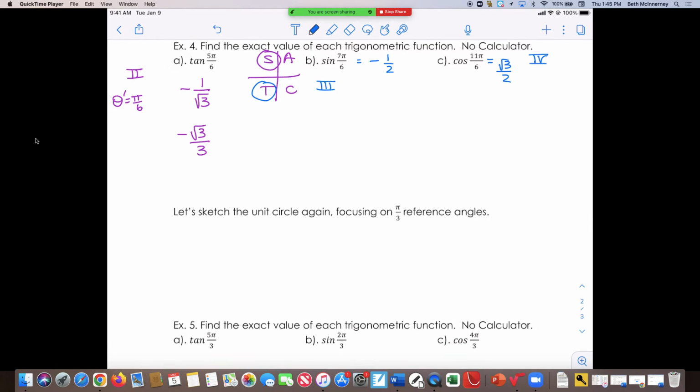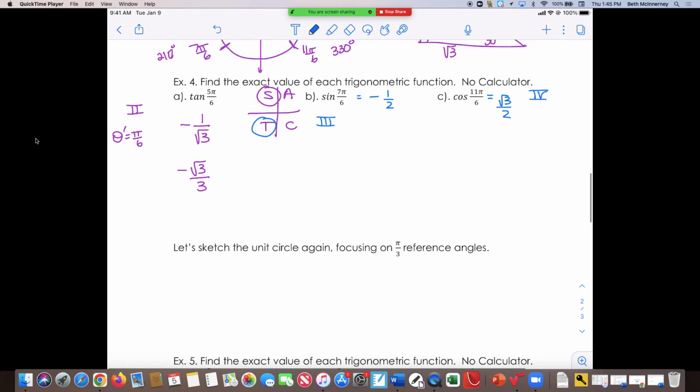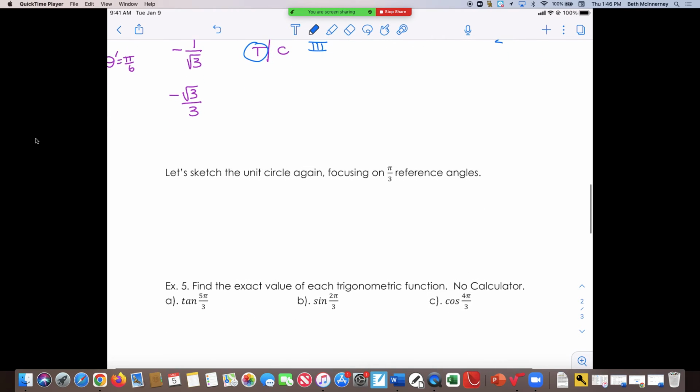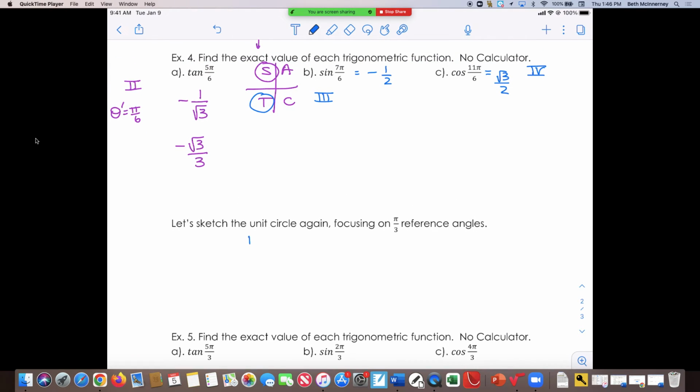Questions? What can I clarify that would help this be easier to understand? All right, then let's do the pi over 3's.